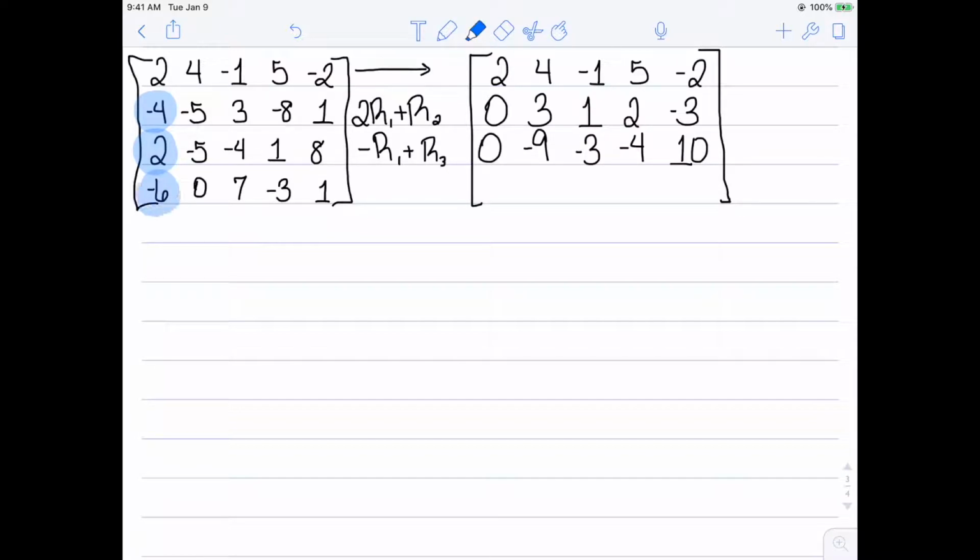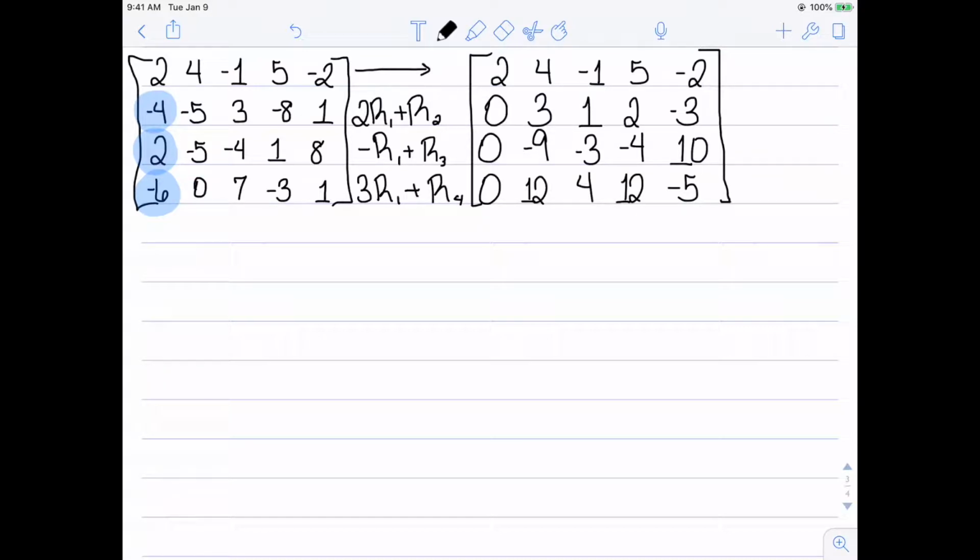Finally, we'll work on getting our last 0 in the first column. To do this, I'll do 3 row 1 plus row 4. 3 times 2 is 6, minus 6 is 0. 3 times 4 is 12, plus 0 is 12. 3 times -1 is -3, plus 7 is 4. 3 times 5 is 15, minus 3 is 12. 3 times -2 is -6, plus 1 is -5. We now have the first column the way we want it to.